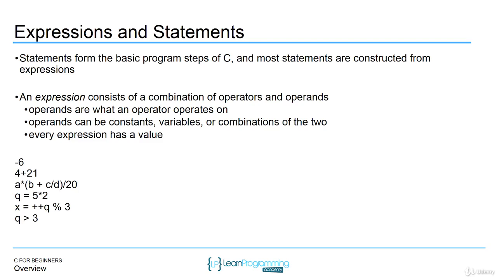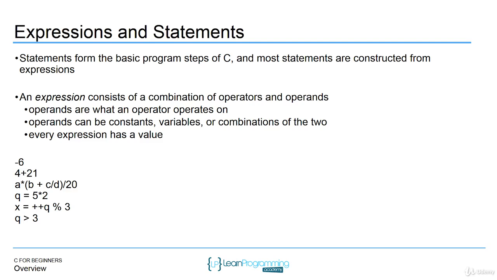So here are some examples of expressions. -6, minus. Minus is an actual operator in C. It's a unary operator, a single operator with a single argument. And then 4 plus 21, where the operator is plus, and it's in between two constants. This is an expression. And then another expression that's a little more complicated, with many operators: the star for multiplication, the plus for addition, and then the / for division.